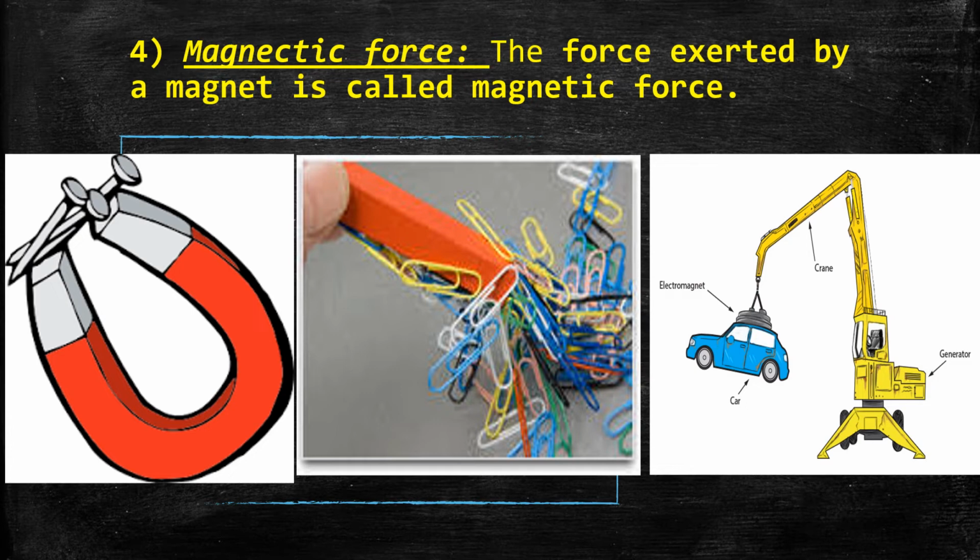The large cranes are used to pick up and move metal-containing things. What is there? A car is there, which is hung with the electromagnet. Can you see the word electromagnet written there? Yes, because a magnet is used in that crane. Now other day-to-day life examples are also there. Look at the pins which are stuck to the magnet and nails also. Yes. So these are the uses or examples of magnetic force.